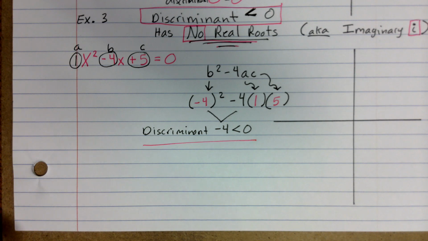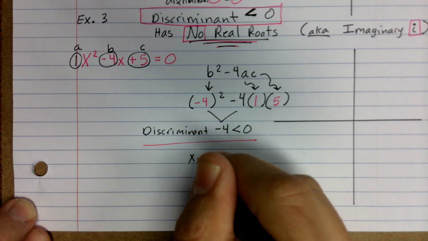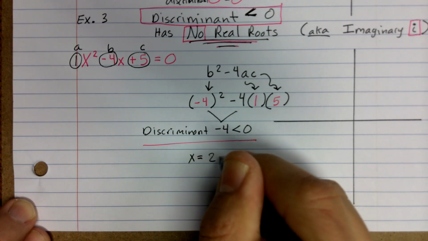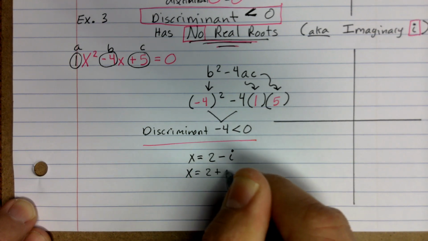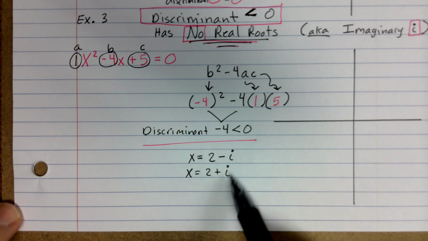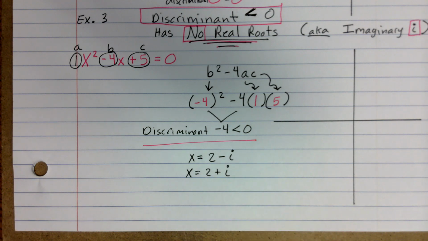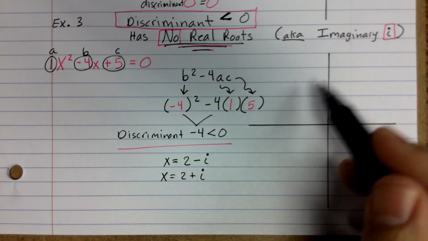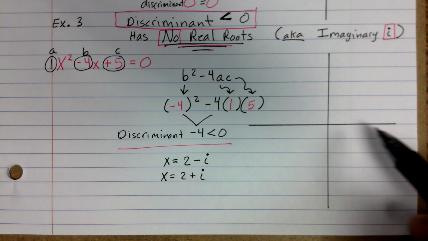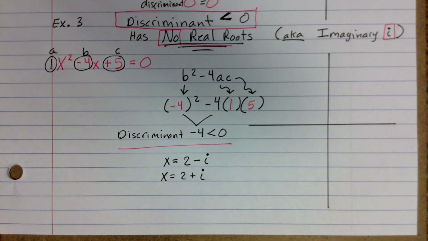So if I were to give the solution for this, for example, it would look like this. x equals 2 minus i, and x equals 2 plus i. Those would be our solutions. And we have this i because we had to pull that -1 out of the radical in order to solve for its solution. So that means that when we draw this image on this graph, it's not going to touch the x-axis at all because there's no real solution.